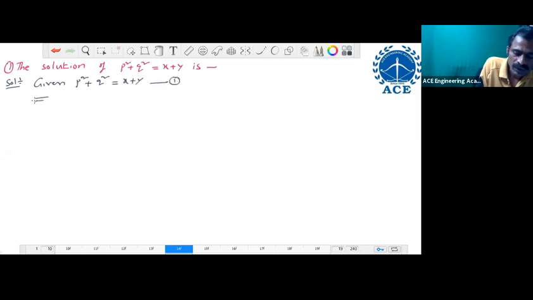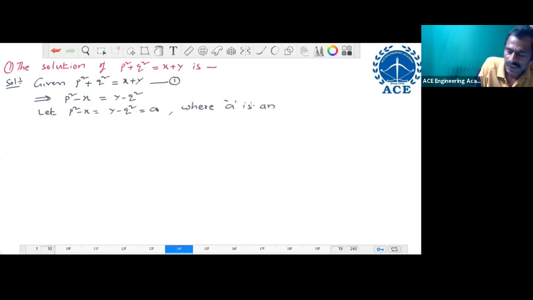According to our method, we should put p and x on one side, q and y on the other side. Bring the x this side and shift the q square to the other side, and take each of which equal to some arbitrary constant. Let p square minus x equal to y minus q square equal to a, where a is an arbitrary constant.